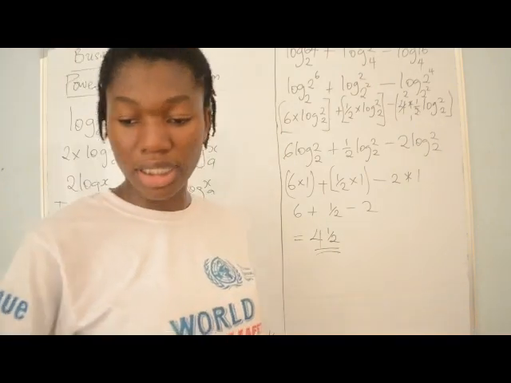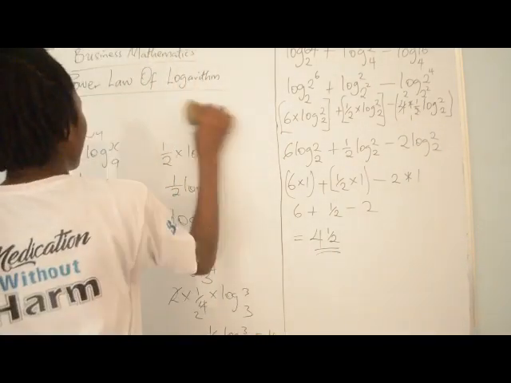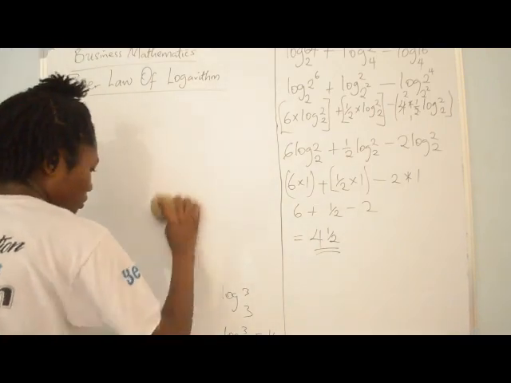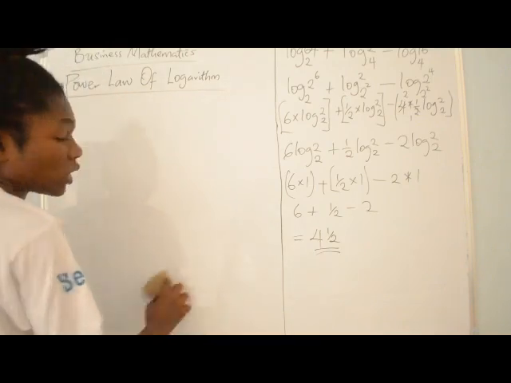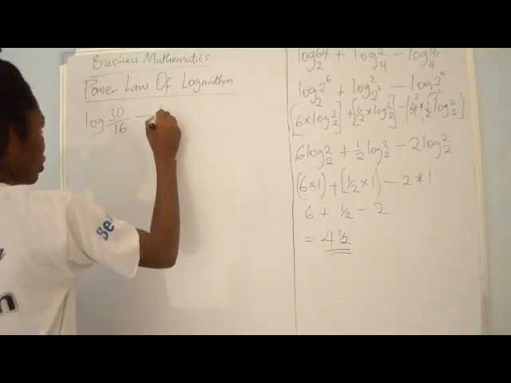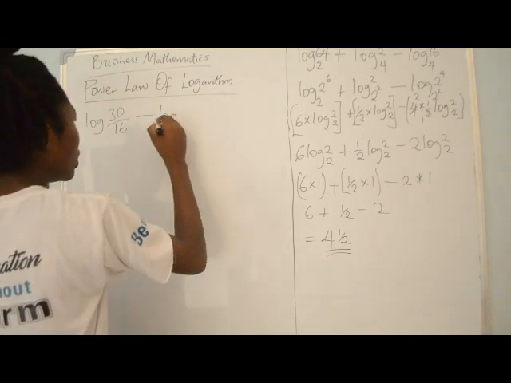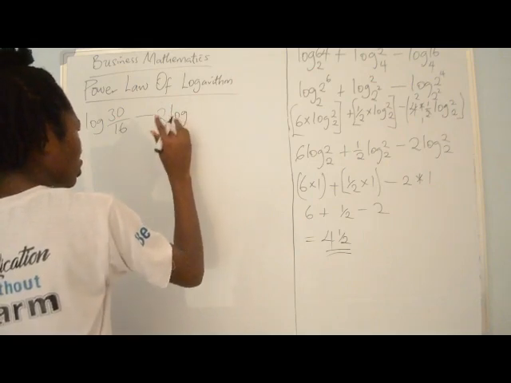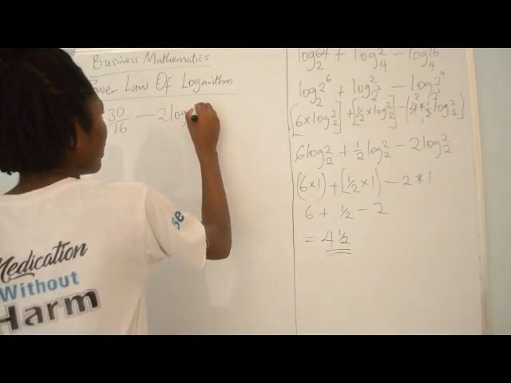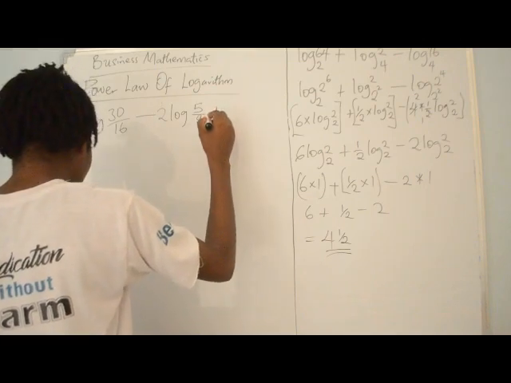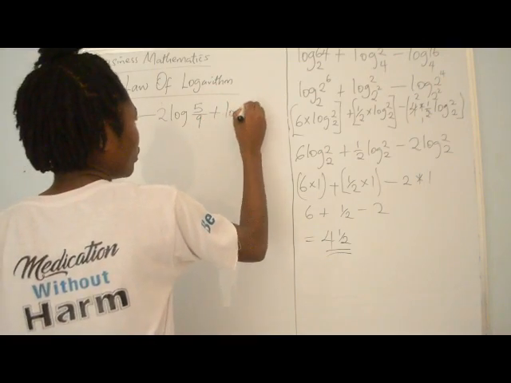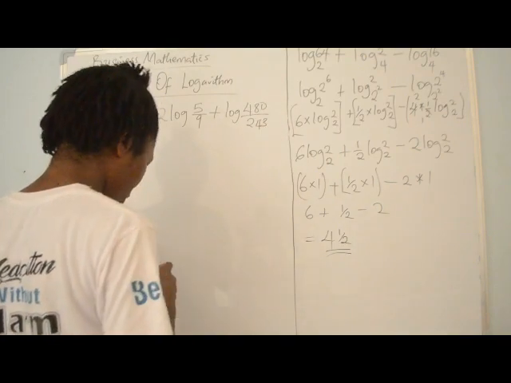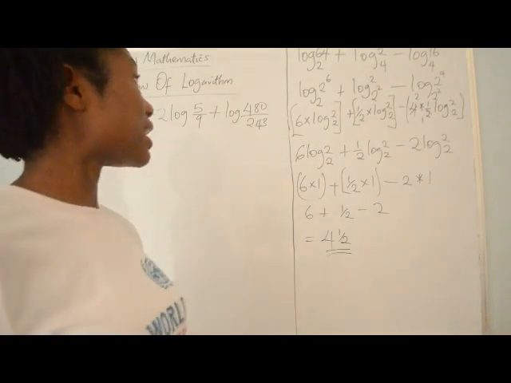Now I'm going to take our second example. Alright, so for our second example, minus 2 log 5 over 9 plus log 480 over 243. Alright, so this is what we're going to be using for our next example.